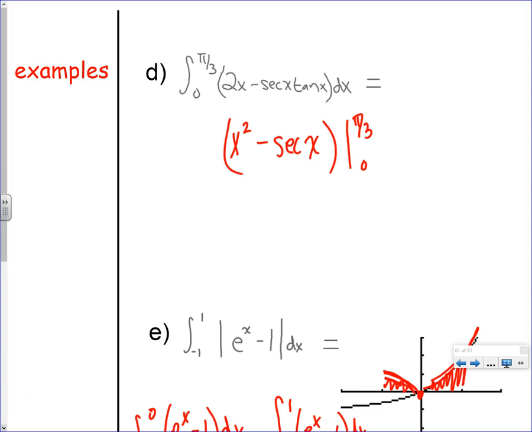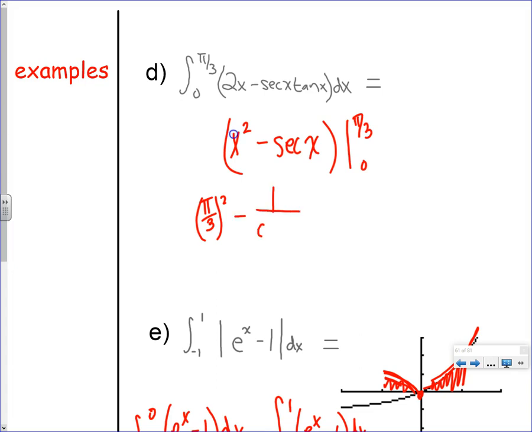Because you haven't plugged in your B minus A. Good. So it's plug in top minus plug in bottom, right? Top minus bottom, or f of b minus f of a, where b is the top one. Always, always. So when I plug in, we end up with pi over 3 squared, or pi squared over 9, minus 1 over cosine of pi over 3.